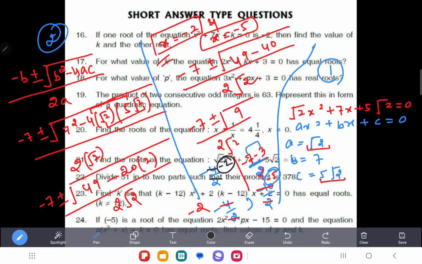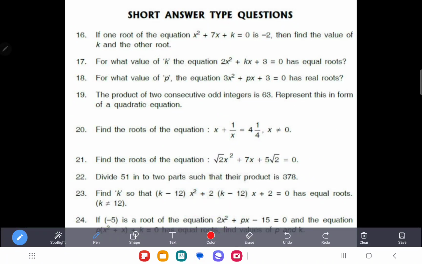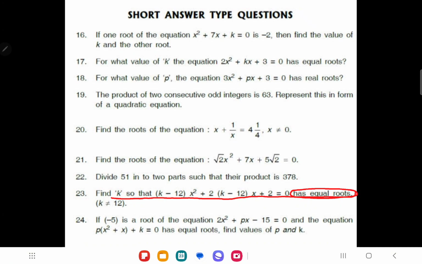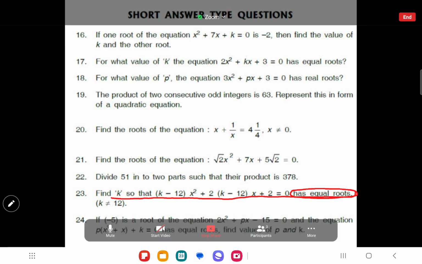Any doubts in this? Others? Just tell me. Right? Yes or no? Okay. So this is how the work is done. Next question, just check. The next question says find the value of k so that this has equal roots. You tell me what is the condition for the equation to have equal roots? Tell me, others. What is the condition for the equation to have equal roots?